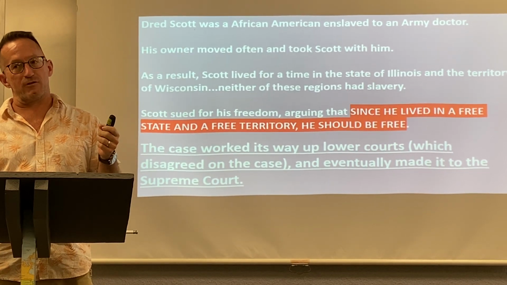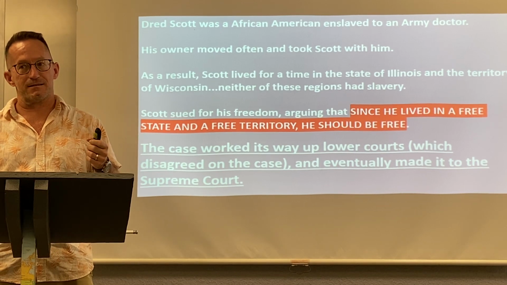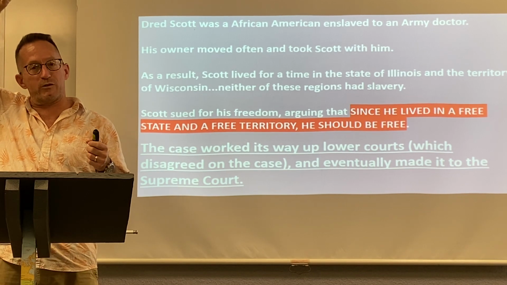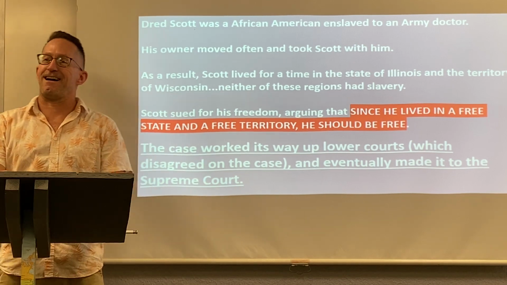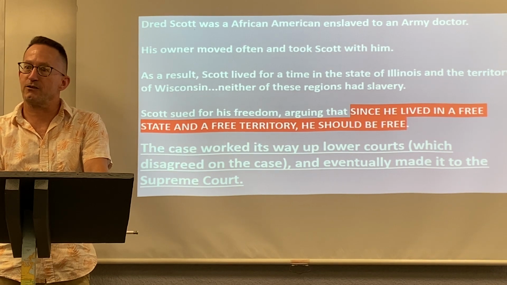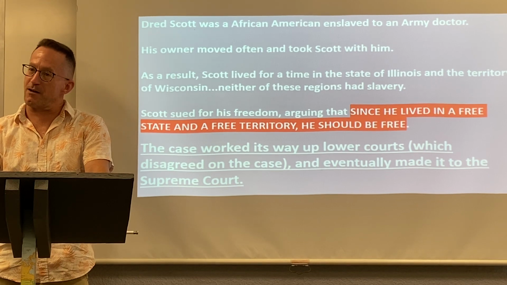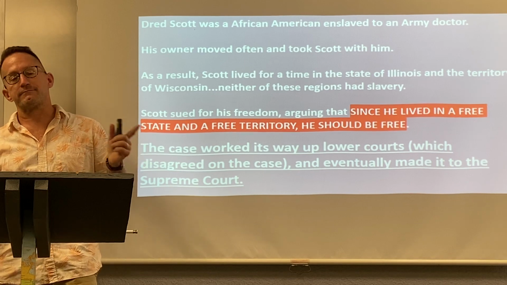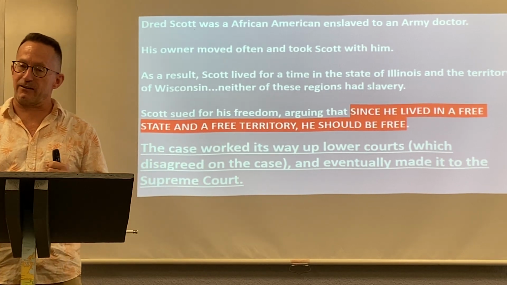What was interesting about Dred Scott is his owner moved him from a slave state to a free state and a free territory. Illinois and Wisconsin were free. So Dred Scott says, you took me to free states. I should have been freed. So what does he do to solve this legal problem? Just like we do to solve legal problems today, he hires a lawyer and sues. He really didn't have money on his own. People helped him hire a lawyer, and they sued.